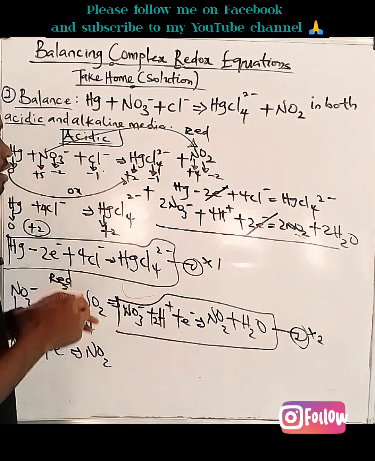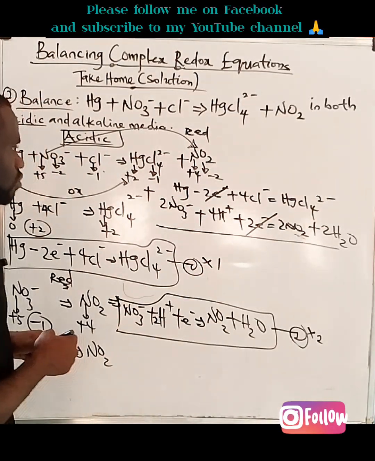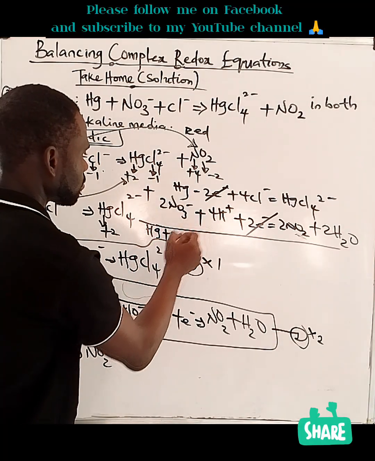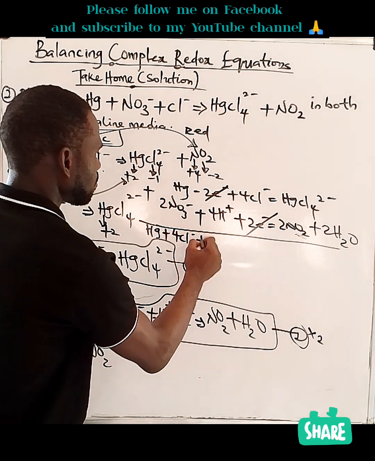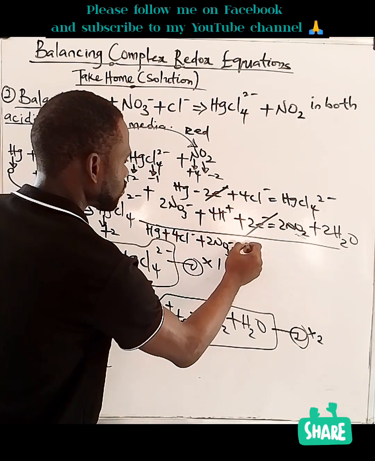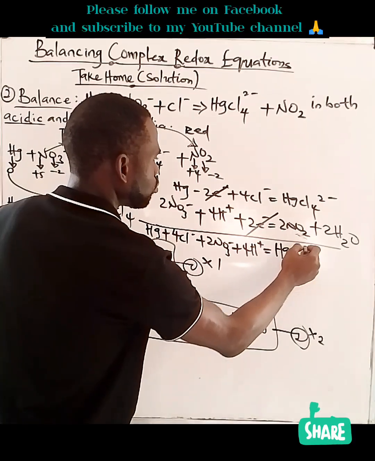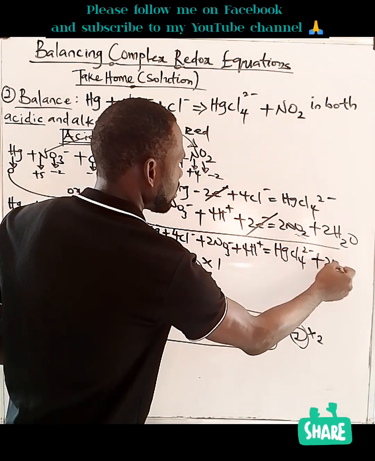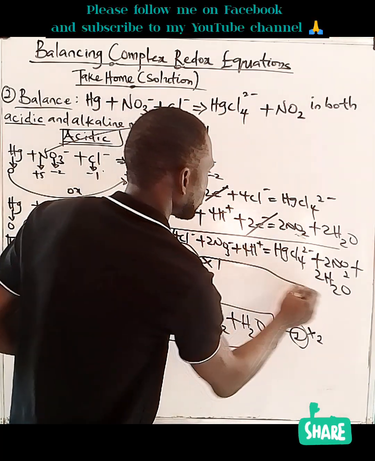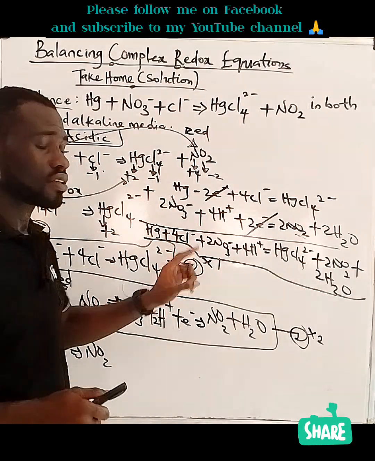So what I'm going to do next, now we end up adding up all the reactants, and then all the products. So let's quickly do that. We're going to have Hg, then plus 4Cl minus, then plus 2NO3 minus. So what do we have? We have plus 4 hydrogen ion equals HgCl4 2 minus, then plus 2NO2 plus 2H2O. We have it perfectly balanced. So everything is balanced. This is how to balance this in acidic medium.